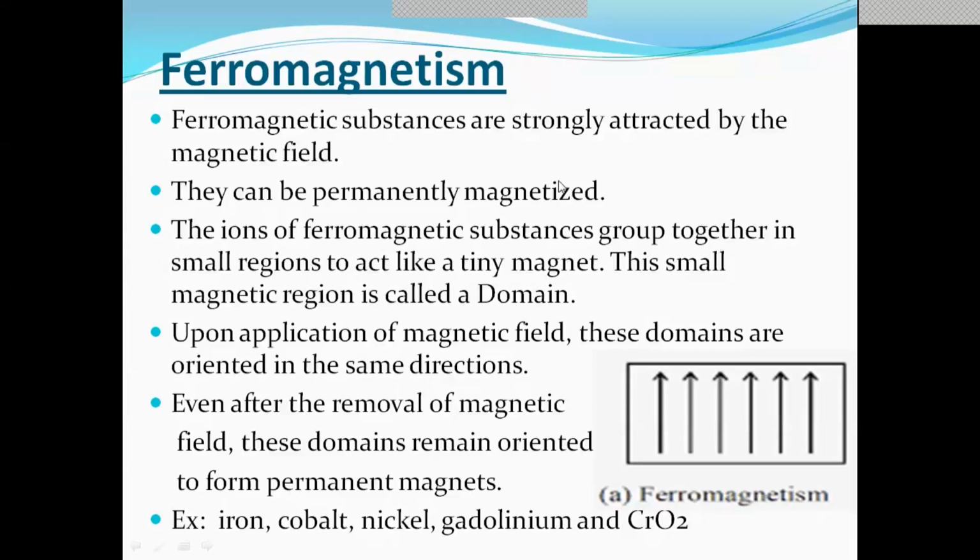Here we come across another new term called domain. If you want to know how these electrons or particles are exhibiting ferromagnetism, we should know the arrangement of domains in substances. What are these domains? Ions of ferromagnetic substances group together in small regions to act like a tiny magnet. This small magnetic region is called a domain.